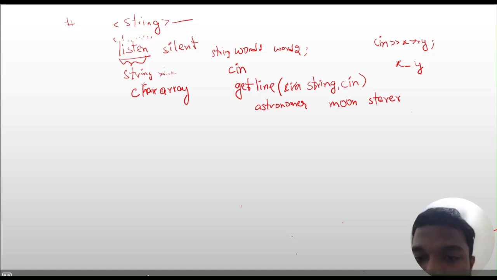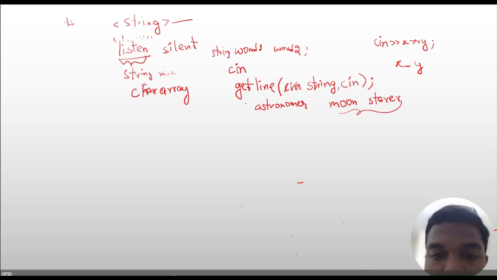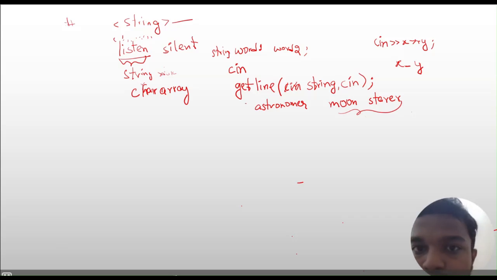So how am I going to input these words? It has a space, right? If I input this with cin, I cannot. It will take moon as one word and starer as another word. To avoid this sort of confusion, this is the function we are going to use. Of course, this is not useful in the first code, but we can use it in the later code, which can input phrases also. So let us put this aside. We are going to use getline two times to input word one and word two.